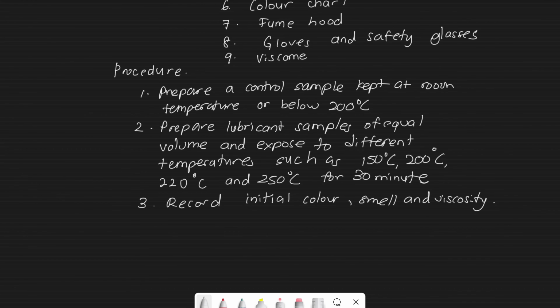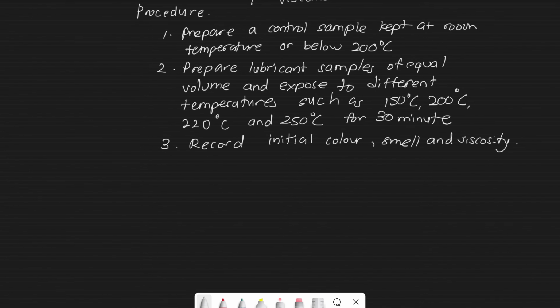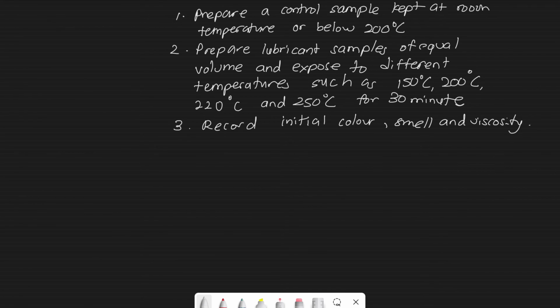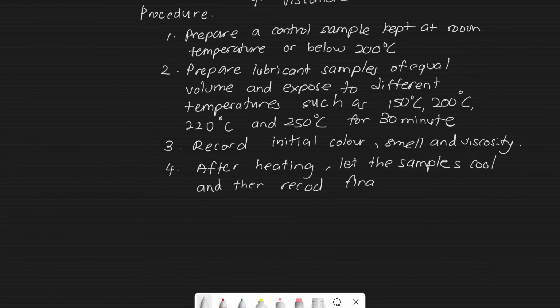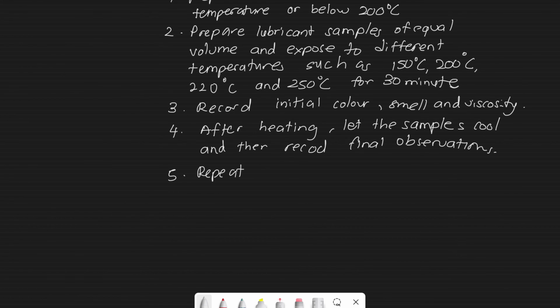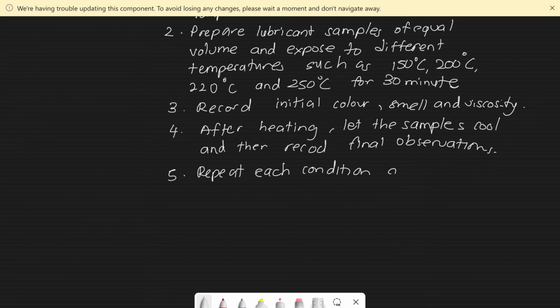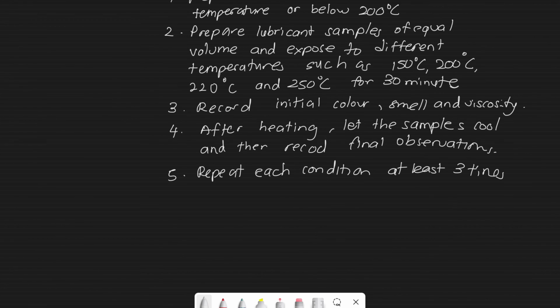Okay, so because we also need a viscometer, we add on the apparatus. Fourth is after heating, let the sample cool down, and then record the final observation. Okay, repeat each condition at least 3 times to check consistency and also reduce random error.